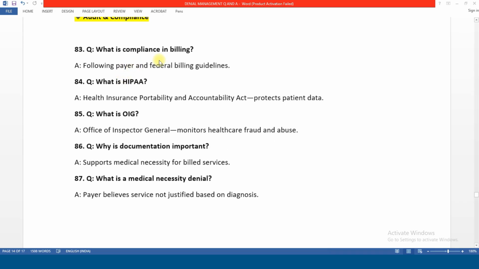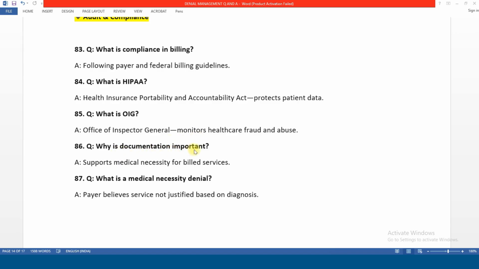Okay. So what is compliance in billing? Following payer and federal billing guidelines is called compliance. What is HIPAA? Health Insurance Portability and Accountability Act, which protects the patient's data. What is OIG? The Office of Inspector General monitors healthcare fraud and abuse, whenever we submit any claim to the payer or the payer submits the claim.